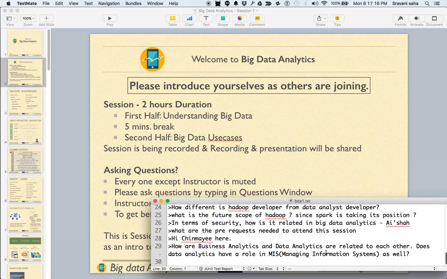good. So we have a question from Pranav. Pranav's question is, how are business analytics and data analytics related to each other? Both are almost the same thing, because you cannot have analytics without the data, right? So generally, business analytics is all about analyzing the data. Does data analytics have a role in MIS? Of course. MIS is just another name for presenting various kinds of information in various reports. Okay.